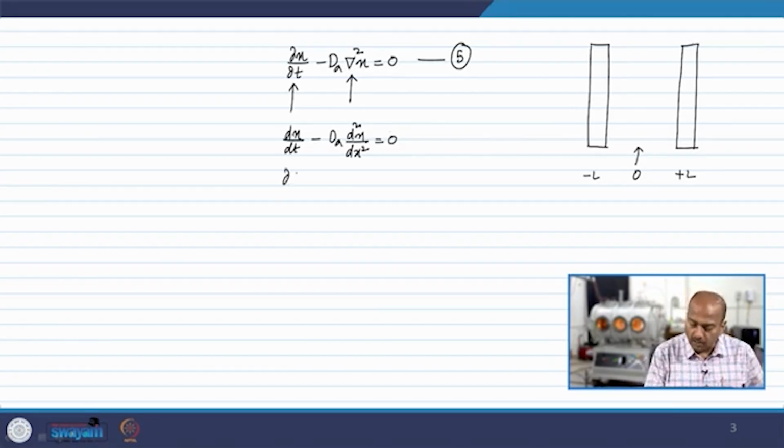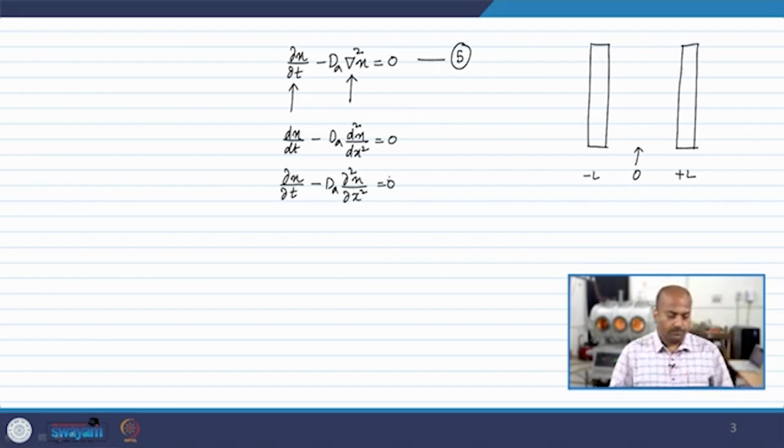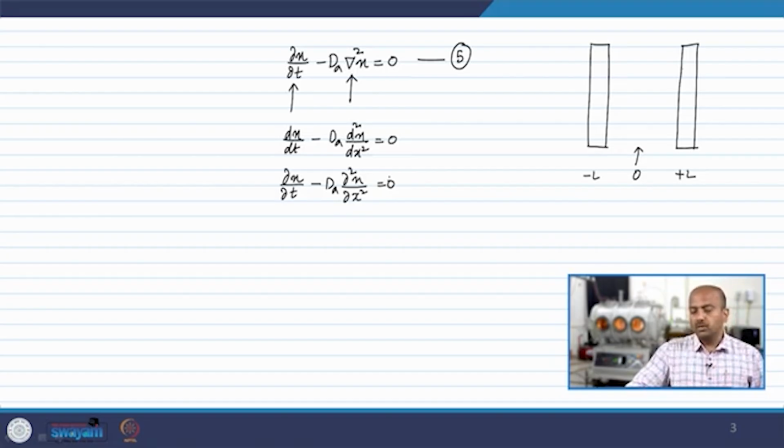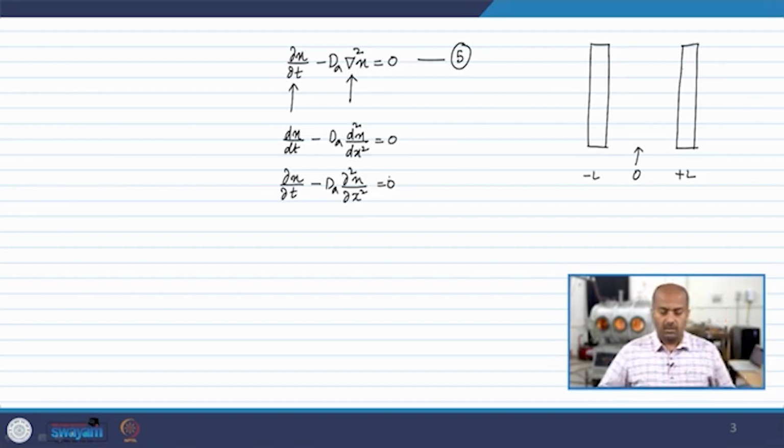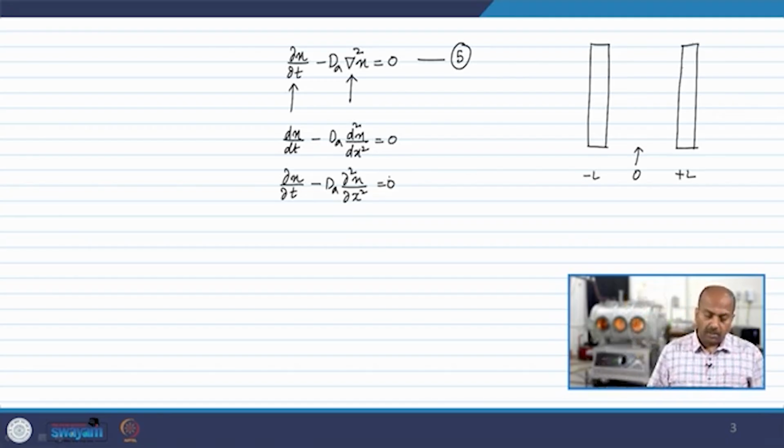So, we can also write it as dou n by dou t. So, we are evaluating the partial variation of n while keeping x constant with respect to t, minus dA dou square n by dou x square is equals to 0. Now, this equation, how do we solve this equation? This equation can be solved by using the method of separation of variables, because the form of the equation is convenient enough for us to use this method of separating variables. So, we can solve it by variable separable.